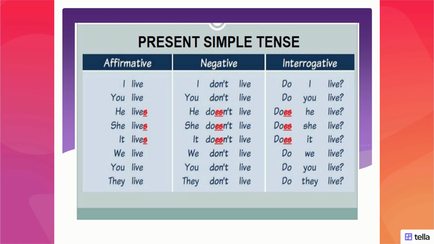If we're making a question, we have to locate do or does right in the beginning of the sentence. Then we have to use the subject and the main verb that goes right after the subject. So we use do with I, you, we, they, and does with he, she, it.